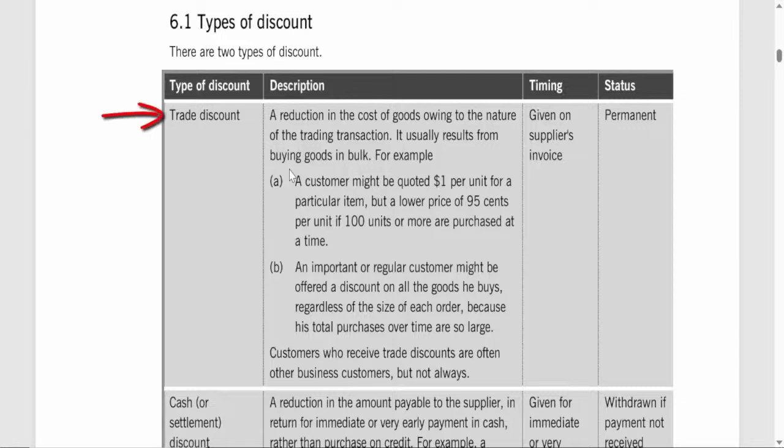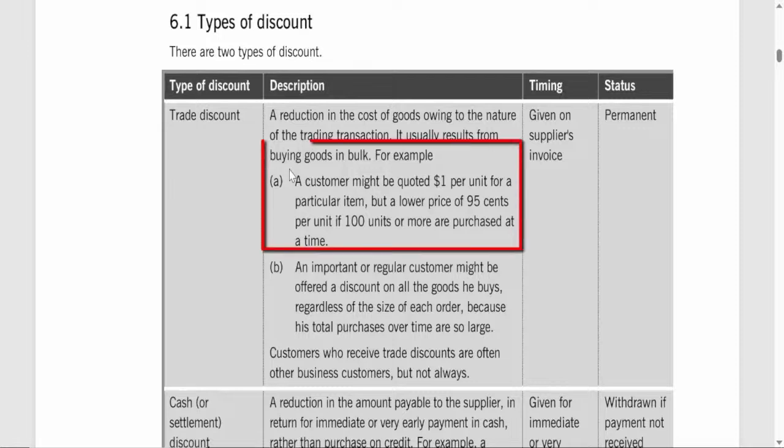A trade discount is a price reduction that is usually offered for reasons related to the business relationship or type of transaction. It's given directly on the supplier's invoice, meaning that the reduced price is calculated before the buyer receives the invoice. This type of discount is most commonly offered in two main scenarios. Buying in bulk.